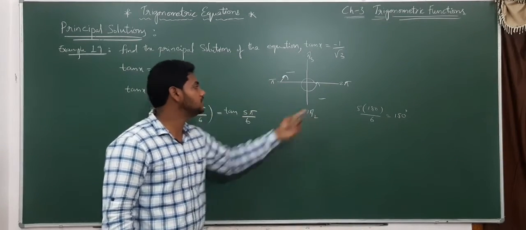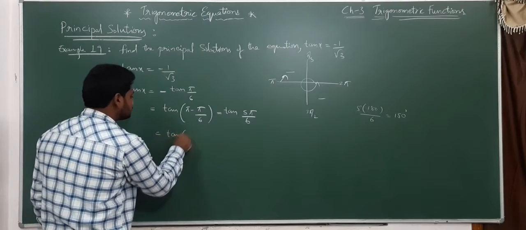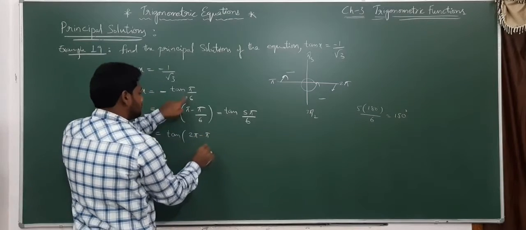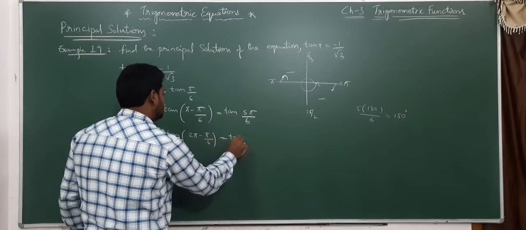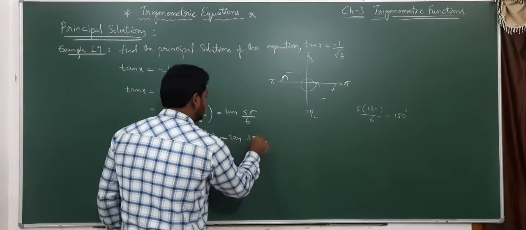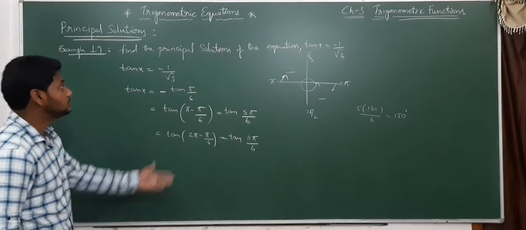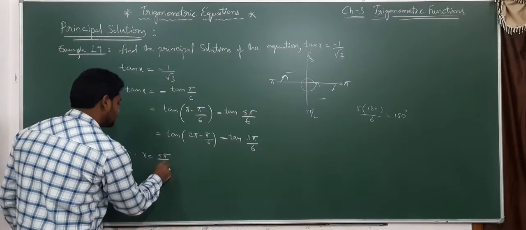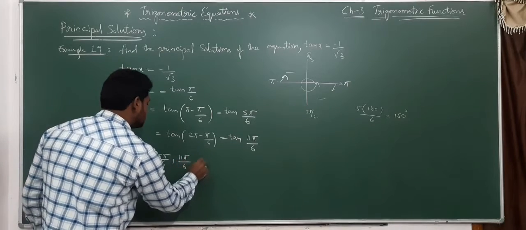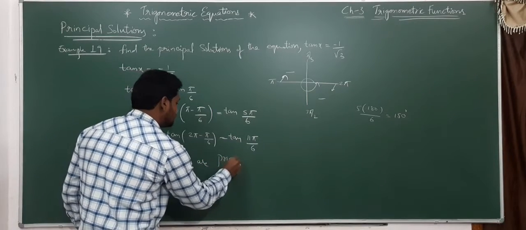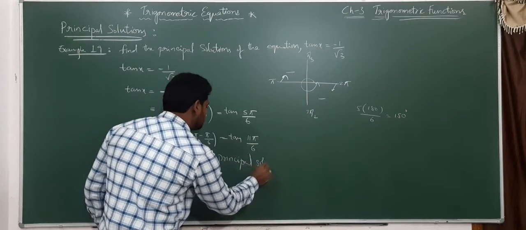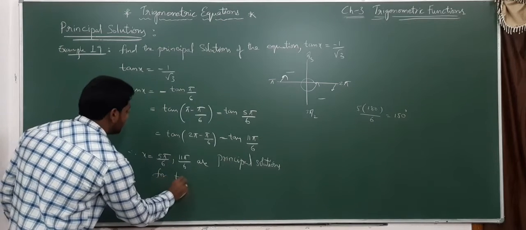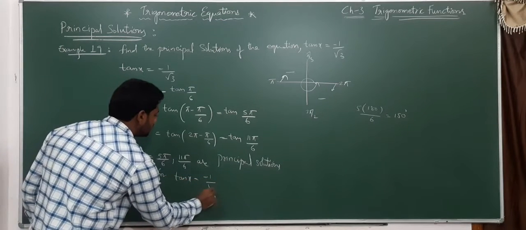Now how to find the value here? Which is equal to tan of 2 pi minus pi by 6, which is equal to tan of (12 pi minus pi) by 6, which is 11 pi by 6. Therefore, what values should we consider as principal solutions? Therefore, x equal to 5 pi by 6, comma 11 pi by 6 are principal solutions for tan x equal to minus 1 by root 3.